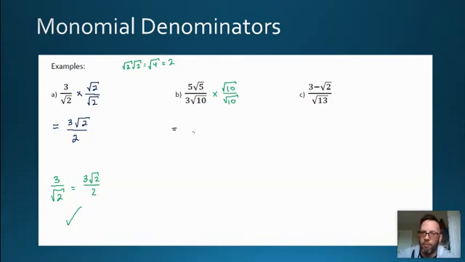5 root 5 times root 10. So root 5 times root 10, using skills from last year, is root 50. And on the bottom, 3 root 10 times the root of 10. The root of 10 times the root of 10 is 10. So cleaning this up a little bit, we have 5 root 50 all over 30, which is correct.